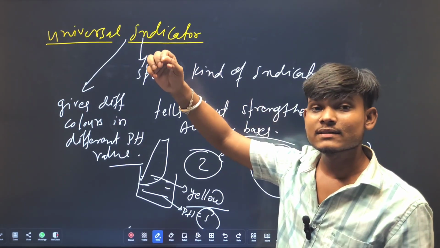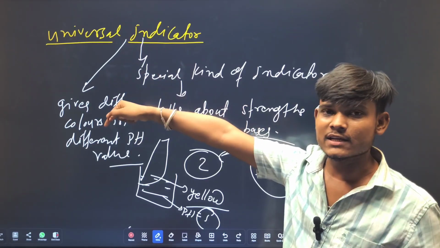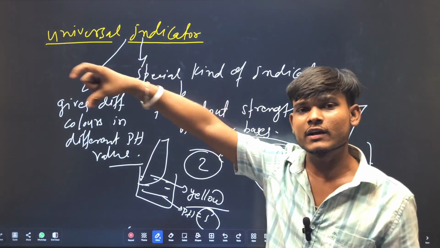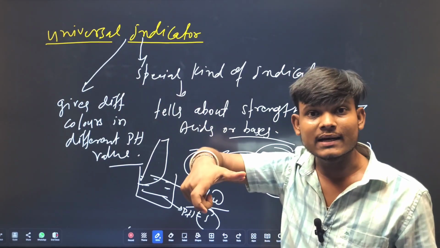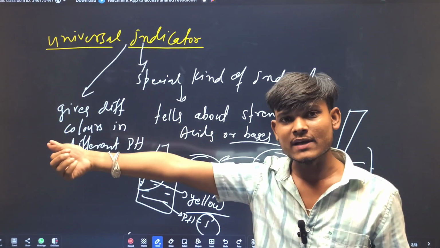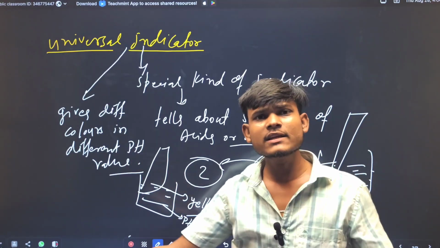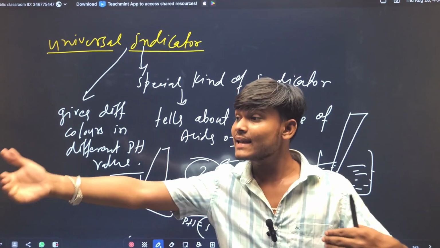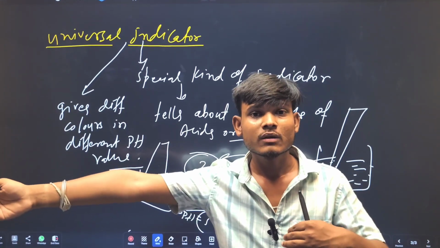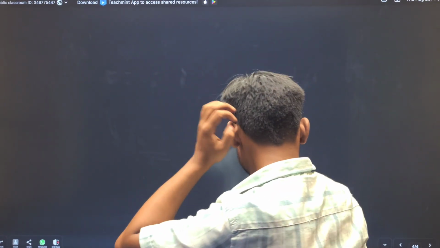This indicator has a characteristic that when we put it in acids or bases of different pH, it gives different colors. And on the basis of the colors it gives, we can calculate the pH of the solution. And if I know the pH of the solution, I can easily relate which is more acidic or which is less acidic. In the same way, I can relate which is more basic or which is less basic. Look at the screen. I will show you a diagram of universal indicator.